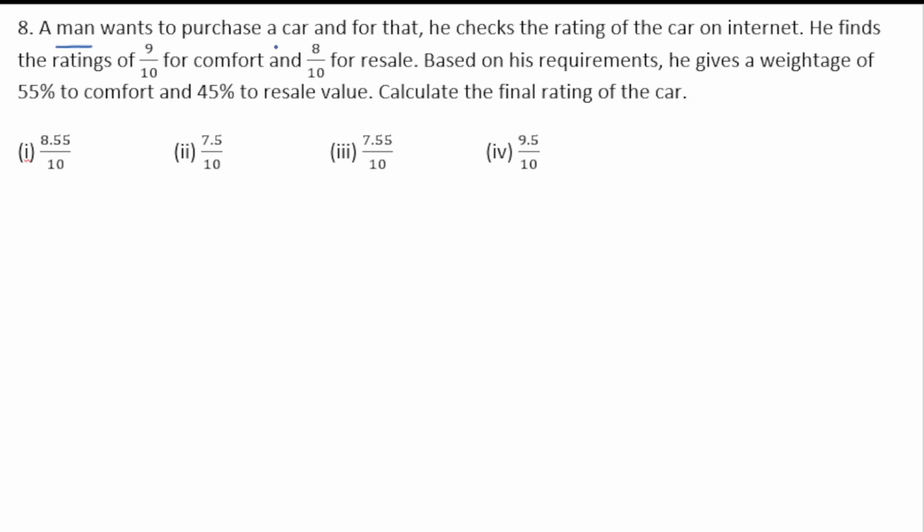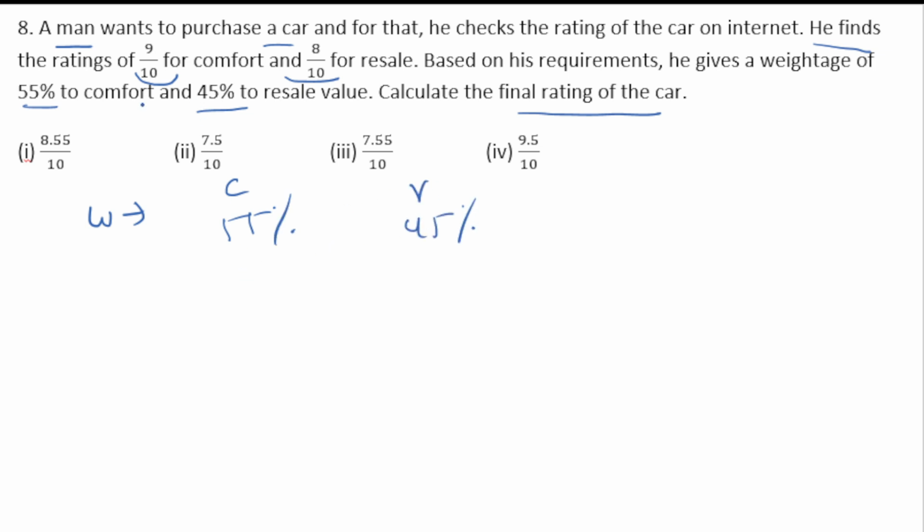A man wants to purchase a car and for that he checks the rating of the car on internet. He finds the ratings of 9 by 10 for comfort and 8 by 10 for resale. Based on his requirements, he gives a weightage of 55% to comfort and 45% to resale value. Calculate the final rating of the car. See, what is the weightage? He gave, for comfort, he gave 55% and for resale, he gave 45%.